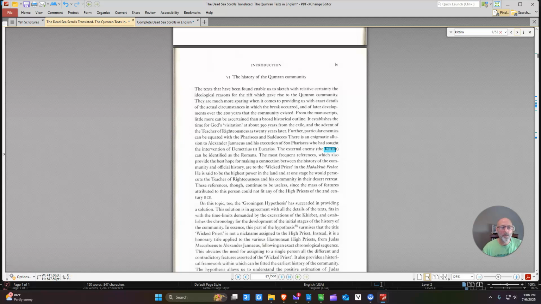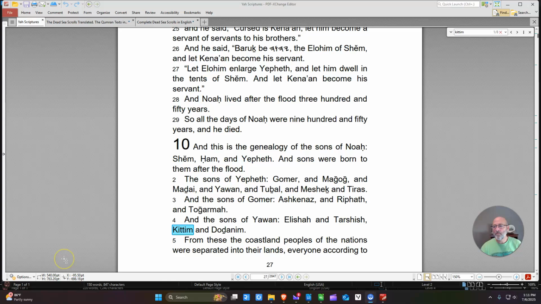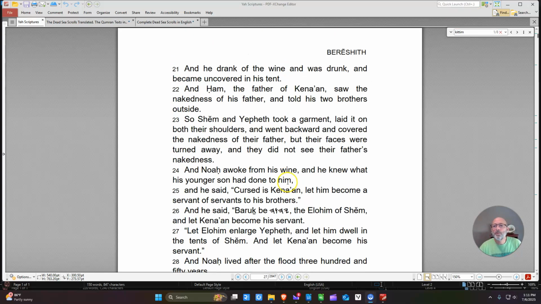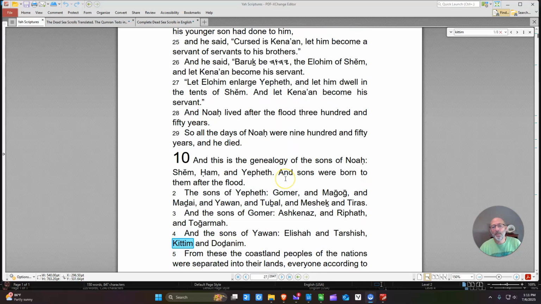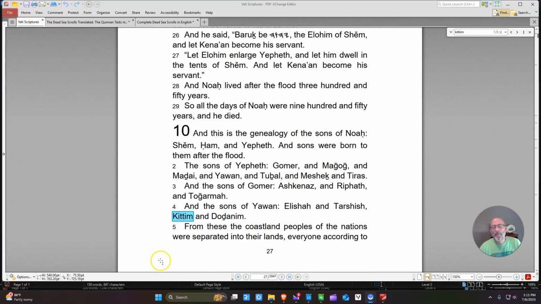scriptures, the old writings. Okay, so here we are in the old writings, the scriptures. And I just did a word search, and I'm using the Yah scriptures. I did a word search for Kittim. We have 8 occurrences in all of scripture. And we are in Genesis chapter 10, the first time Kittim is mentioned here. And it's mentioned first as the son of Yahuan.